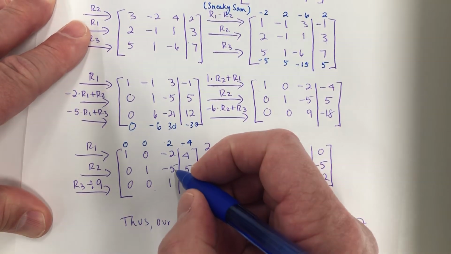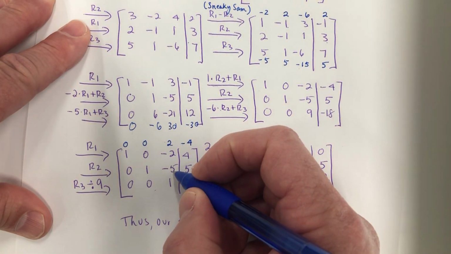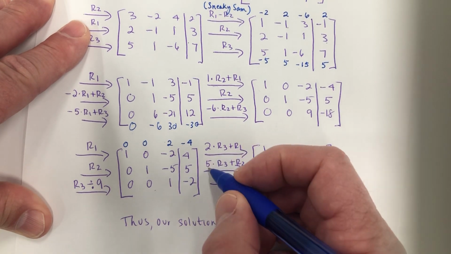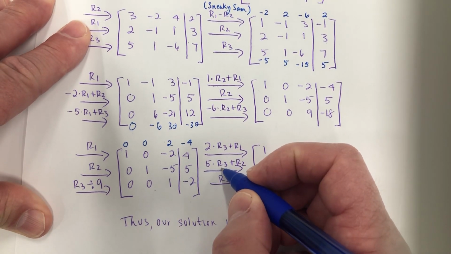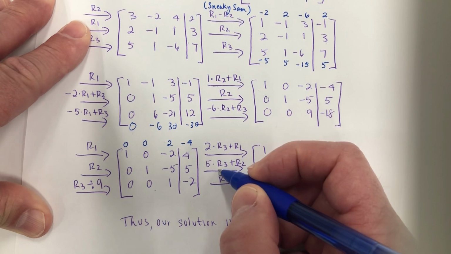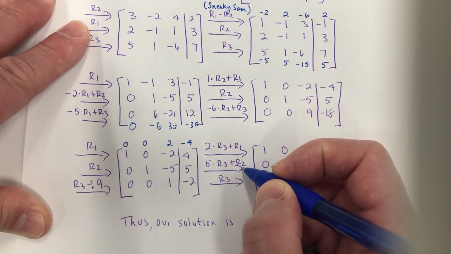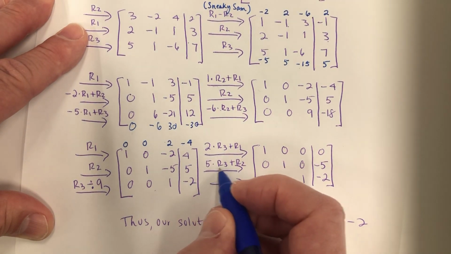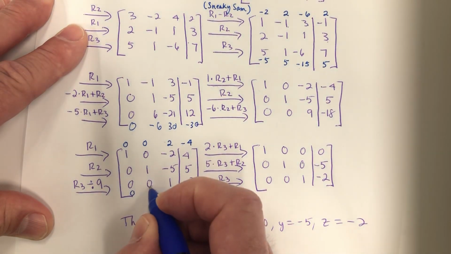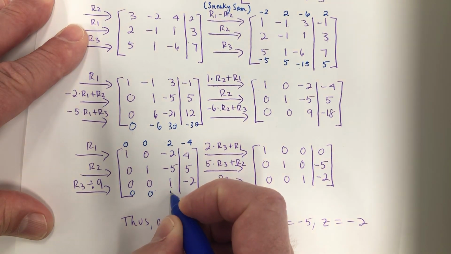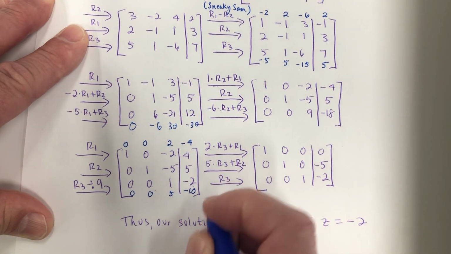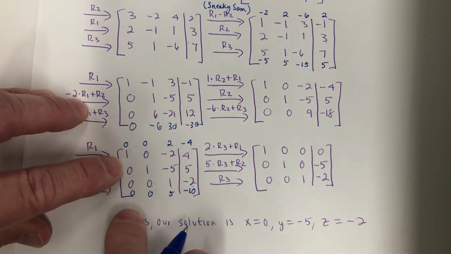And our very last step is to turn this negative 5 into a 0. How do we do that? We take negative 5's opposite, positive 5, multiply it by row 3, the row that contains the 1 we're working with, and add the answer back to row 2. Okay, so here we go. We're going to multiply row 3 by 5. 5 times 0 is 0. 5 times 0 is 0. 5 times 1 is 5. 5 times negative 2 is negative 10. And we're going to add those blue numbers to row 2.